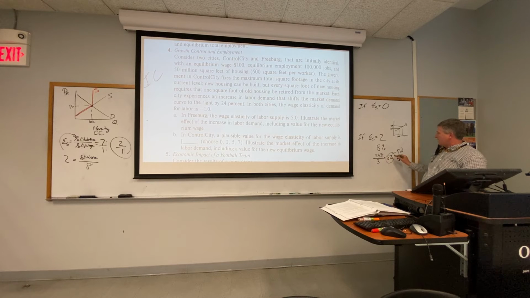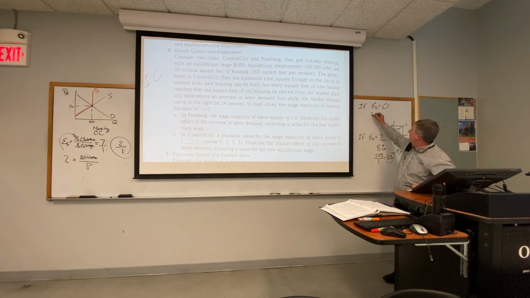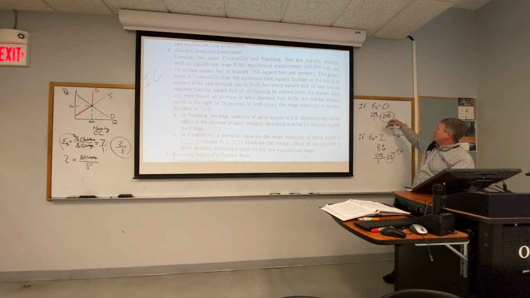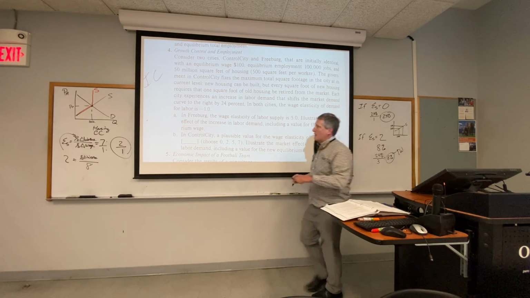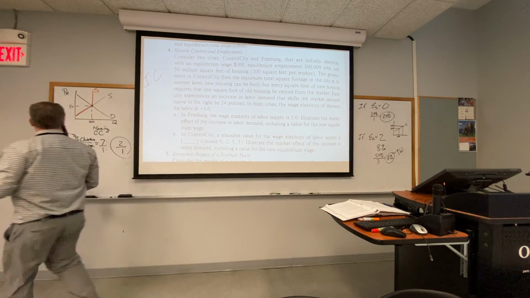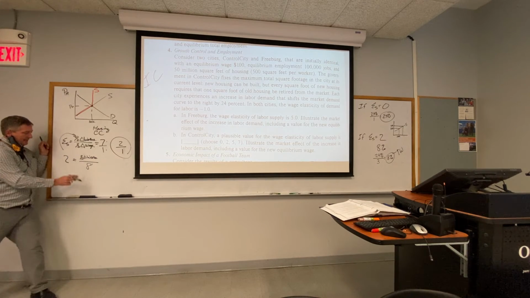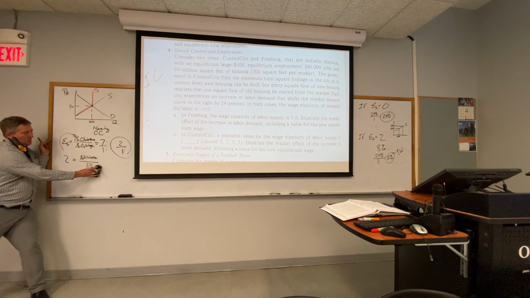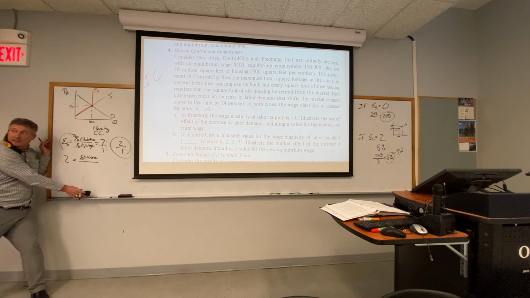Did this change on you here? Yeah. Okay, so what is it? 24 divided by 1. 1, because it's 1 plus 0. So you got a 24% is the change in the wage. So now we come over here and we do the same thing, except you've got a 24 instead of an 8.